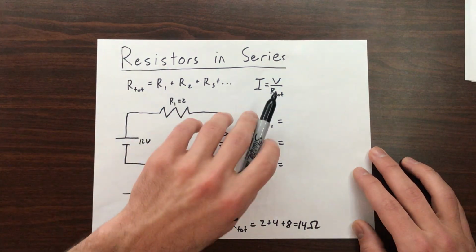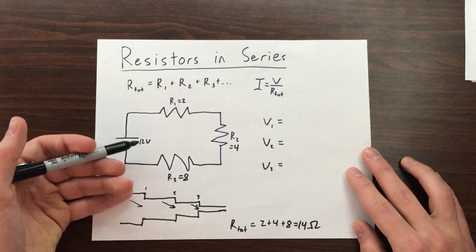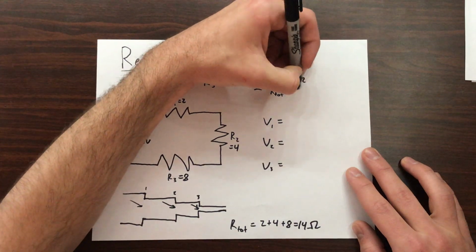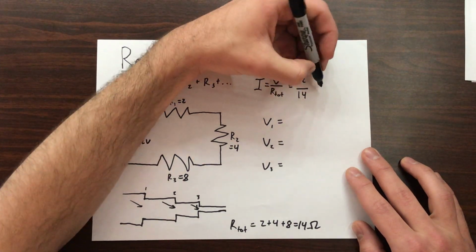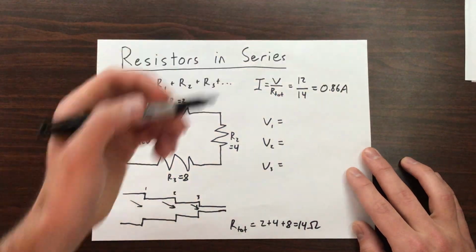And the way that we're going to solve for that is, again, using Ohm's law. So we'll just do current is equal to the voltage divided by R total. So you're going to say equal 12 divided by 14. So that total current is equal to 0.86 amps, okay?